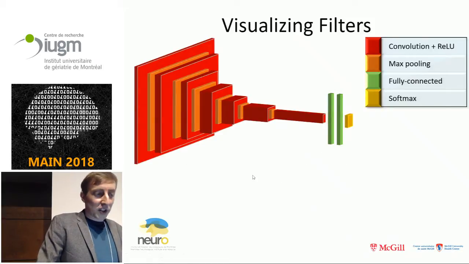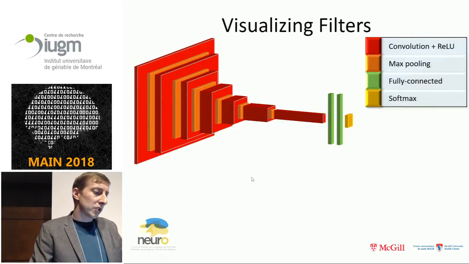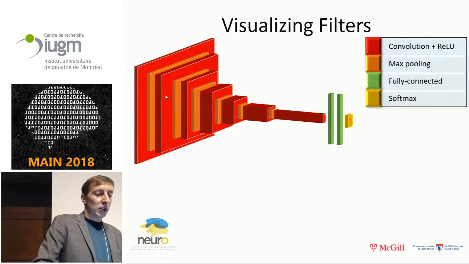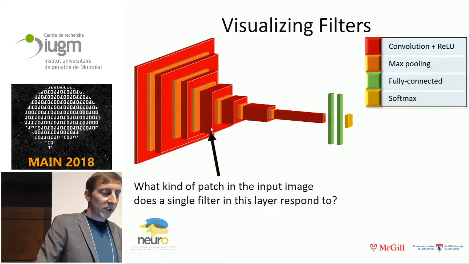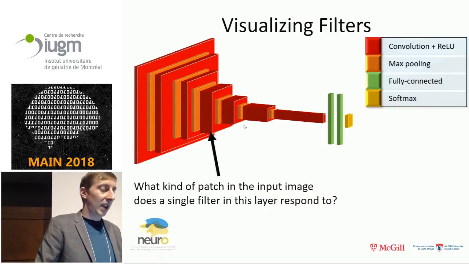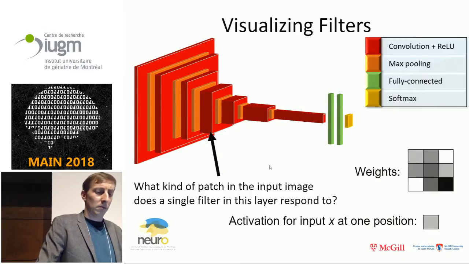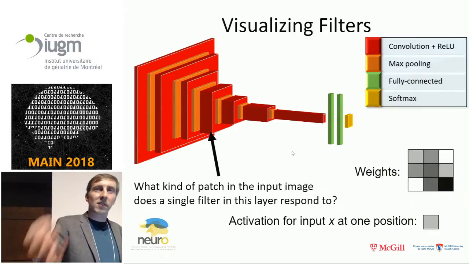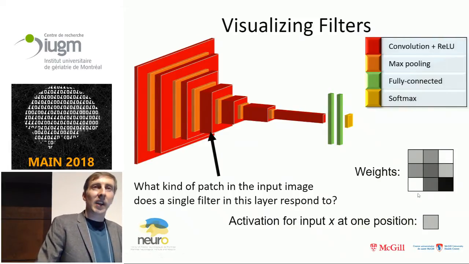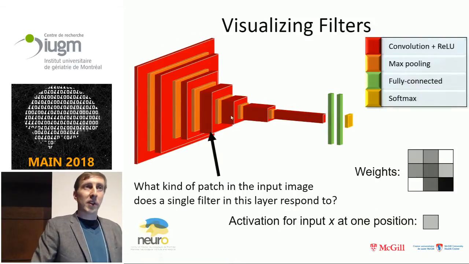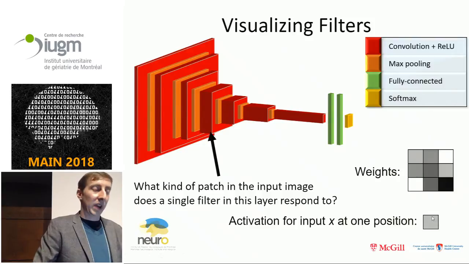And so the question when we're trying to visualize filters is, we've got this convolutional neural network, the red is convolutions, orange is max pools, do a bunch of those, fully connected layer, softmax it all. What's happening for one filter in this deep layer? What kind of patch in the input image does a single filter respond to most strongly? So let's say the weight looks something like this. Bright intensities are stronger activations, and for some input, it produces this at a pixel.